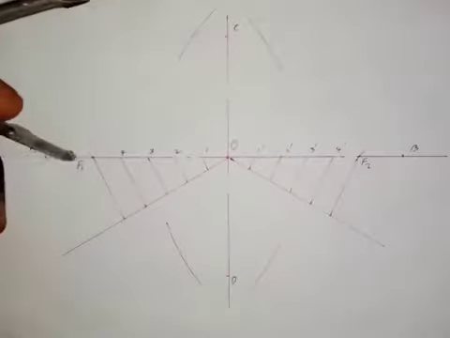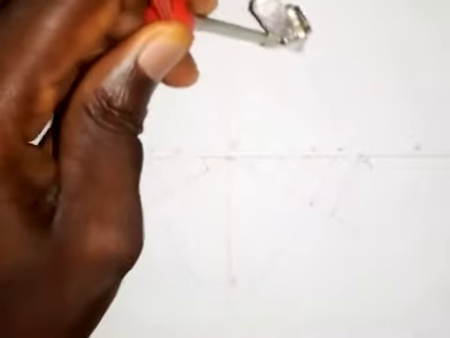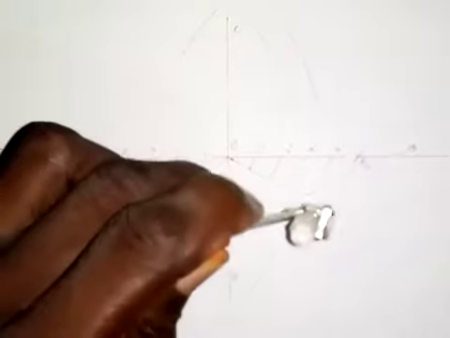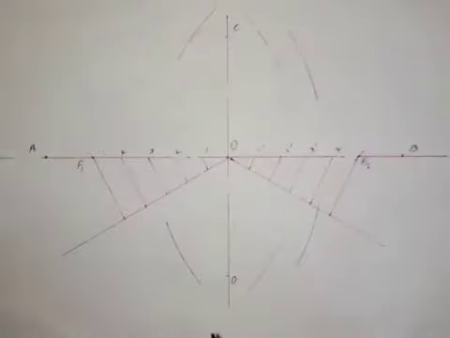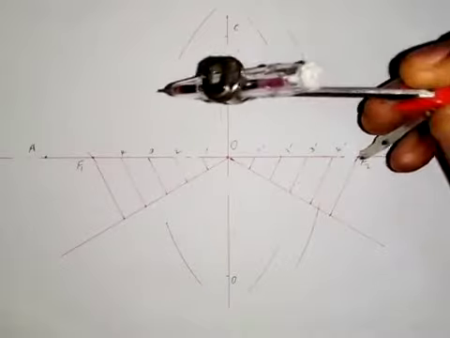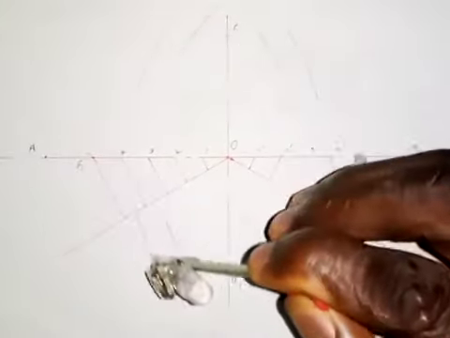Then raise it up and put it at point F1 here and make an arc down here. Okay, so then take the same radius, put the pinpoint at F2 and make an arc here like this.